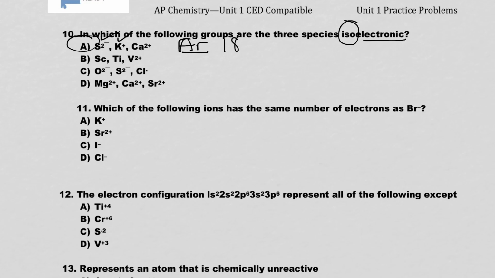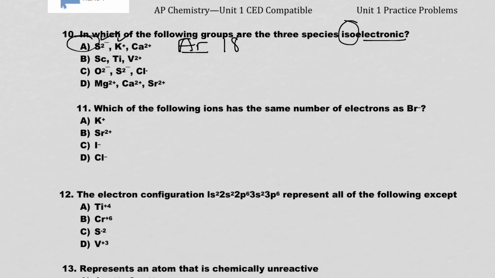And then if you look at C, oxide and sulfide, they're in the same group, but they have very different numbers of electrons to begin with. And then the same thing with magnesium, calcium ions, all three of those ions with strontium. They all are in the same group. So this is about same electrons. So that's key to know what that vocabulary word means.